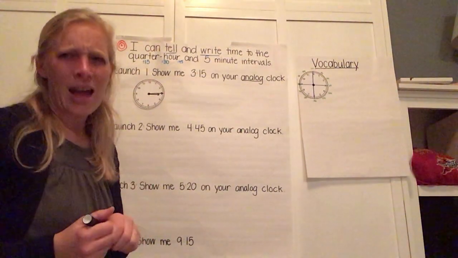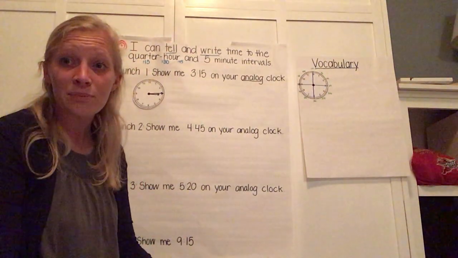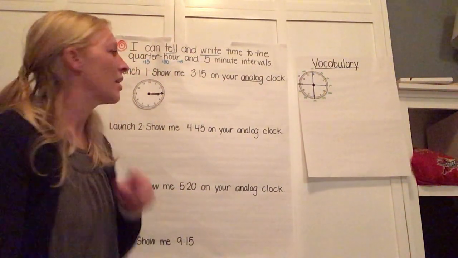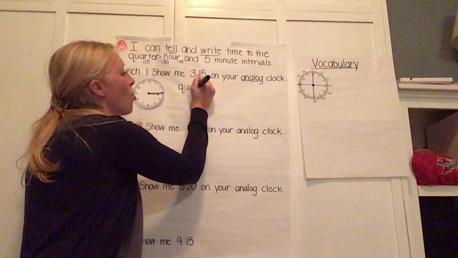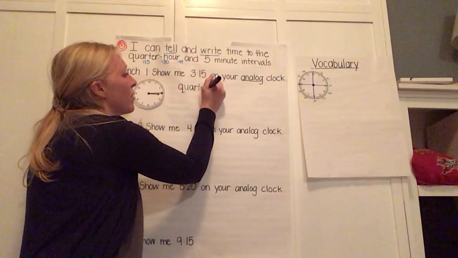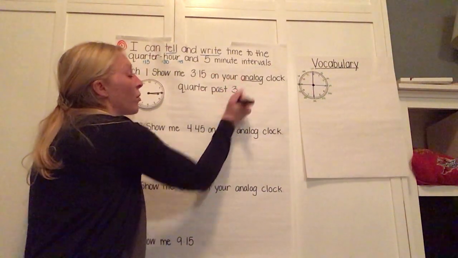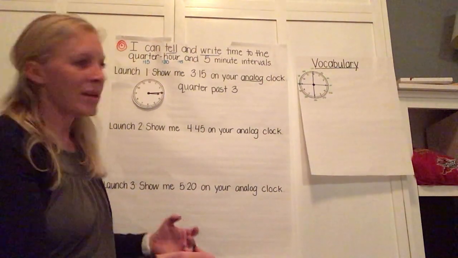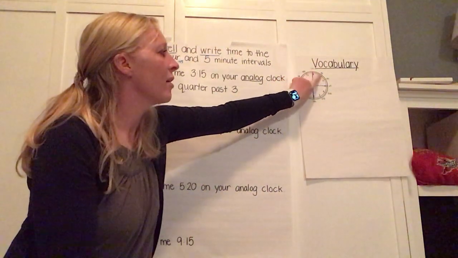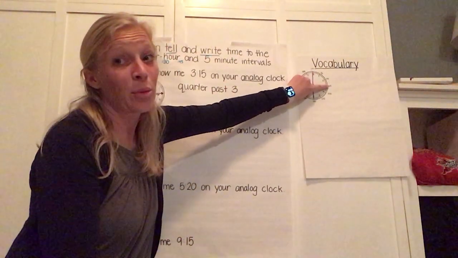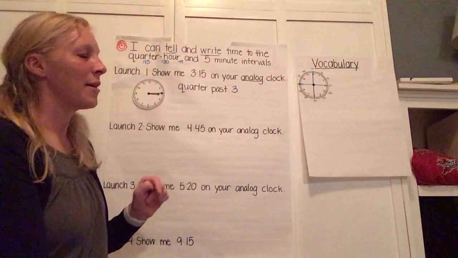Now, have you ever heard of 3:15 being called something else? Yes. It can also be called a quarter past 3. That means that it's gone a quarter of the way, there's our quarter right here, past 3 o'clock. That's right, quarter past 3.